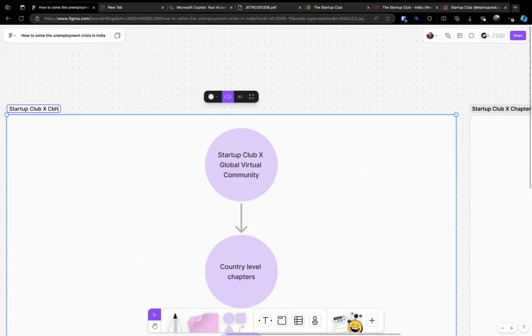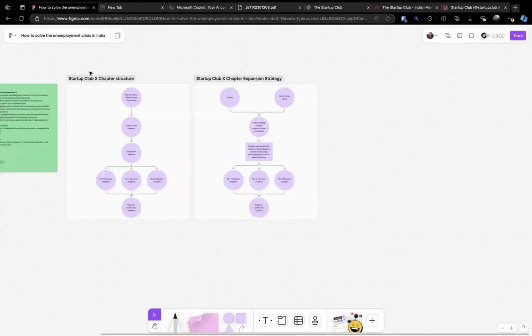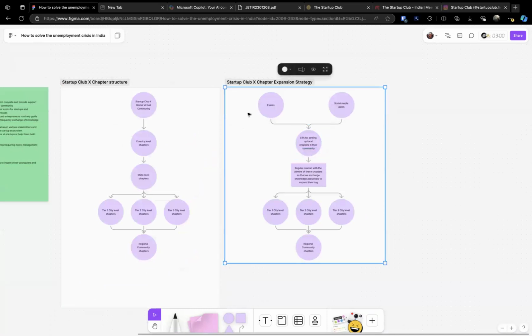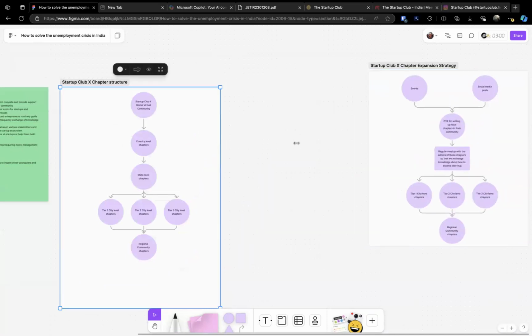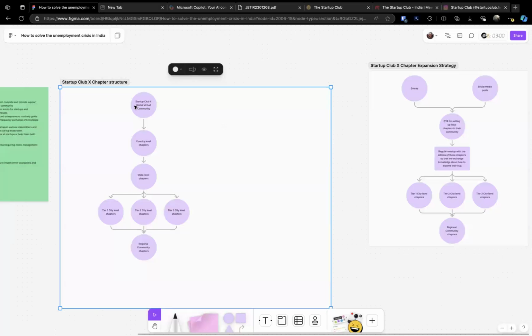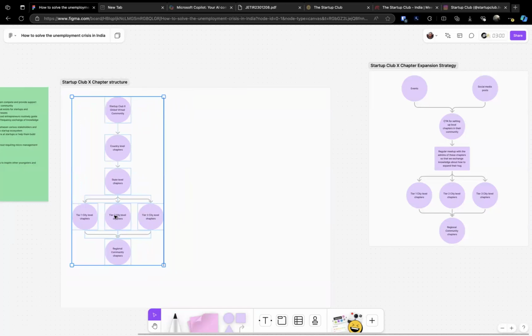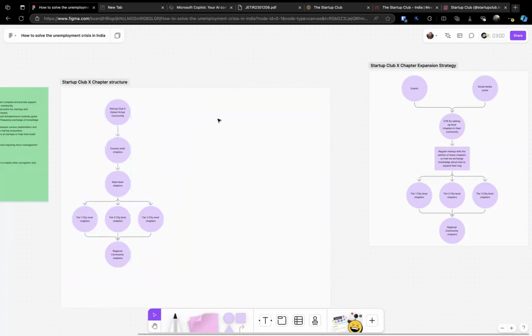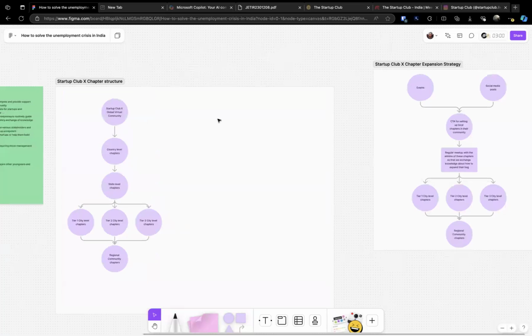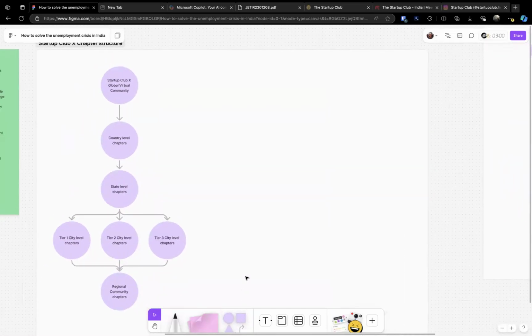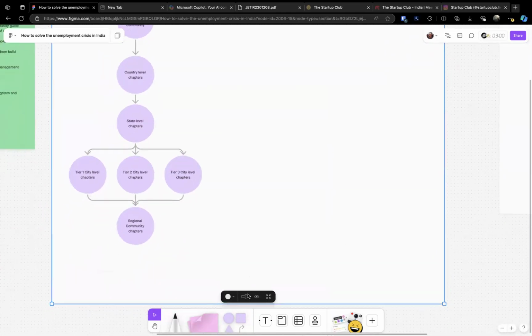So, chapter structure. I was thinking that each chapter should have certain minimum requirements. For example, each chapter has a head, like a president or something like that. Actually, this is one of the things I've noticed: it's very effective in incentivizing people, giving them titles.